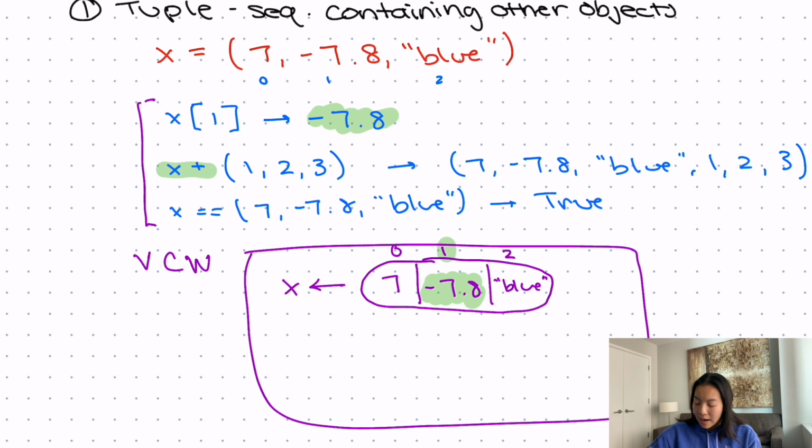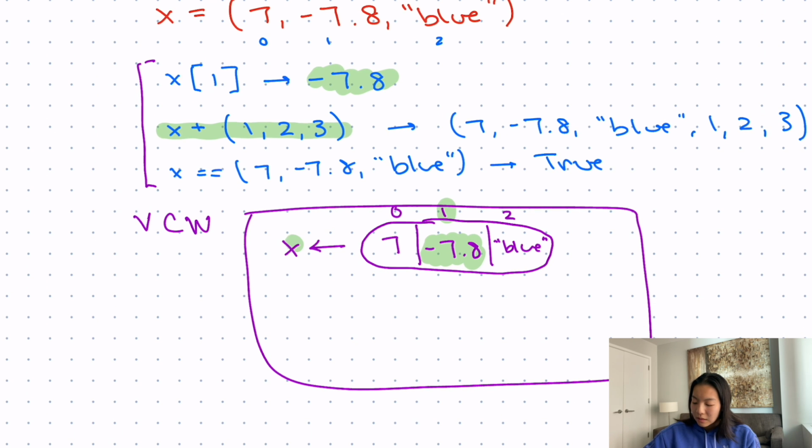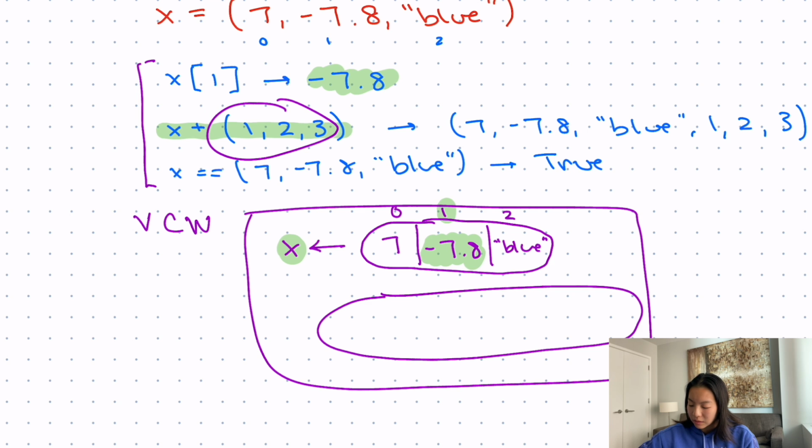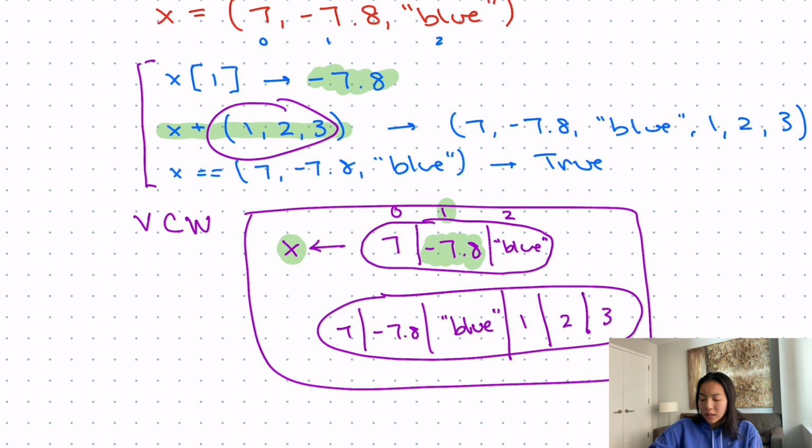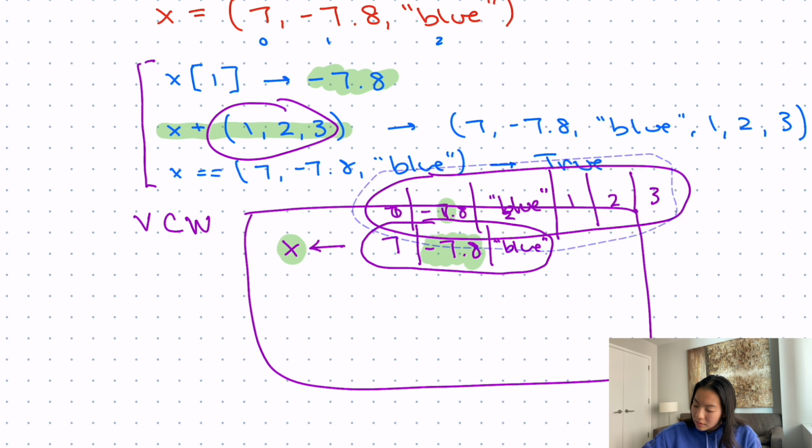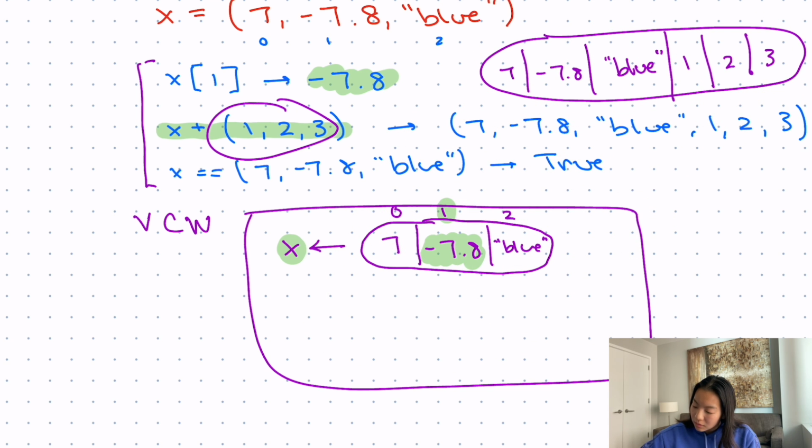Now, what happens when I add? What this is doing is saying, okay, what is x? X is this 7, negative 7.8, blue. So now I'm going to make this mega tuple with this one attached to it. So 7, negative 7.8, blue, 1, 2, 3. Right? And I didn't assign this to any variable, so I don't have a variable here. But this here is this solution here.